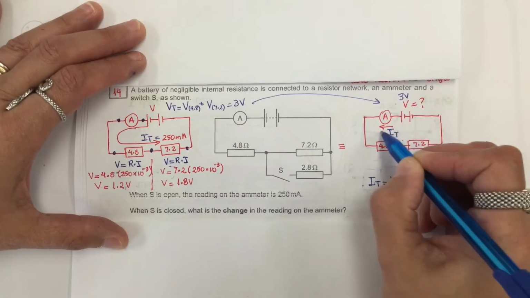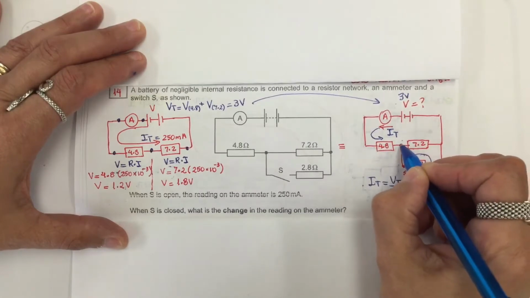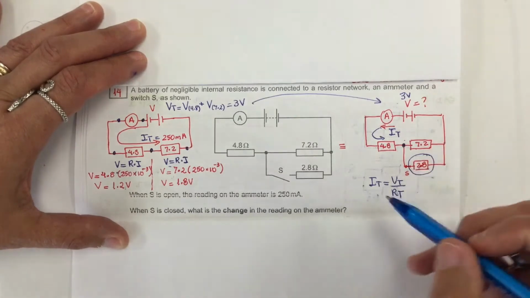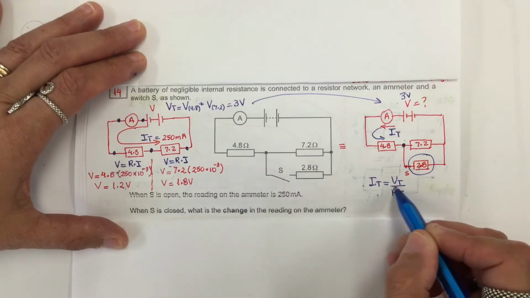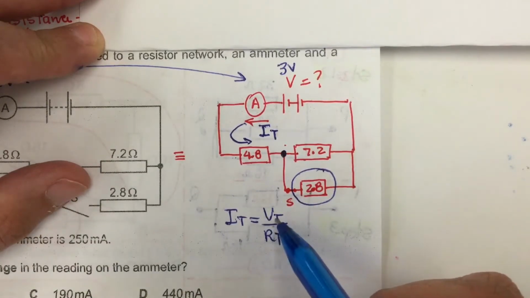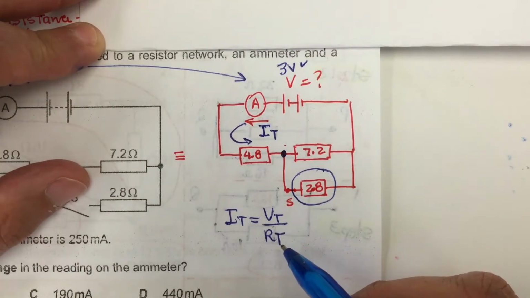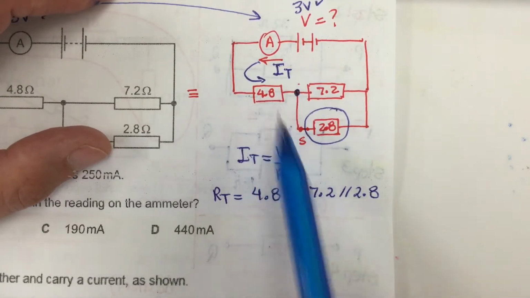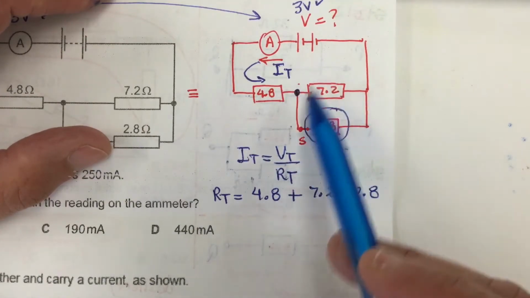Now you have a total current here that we need to calculate, because this current is going to split right here between those two resistors. We have the total voltage, which is 3 volts, but now we need to find the total resistance. Back to the circuit. Here is a quick way to solve this. We have 4.8 in series with these two in parallel.